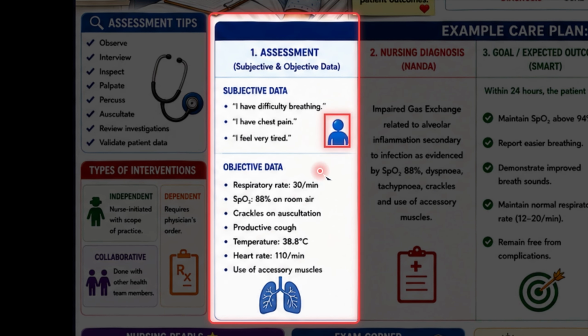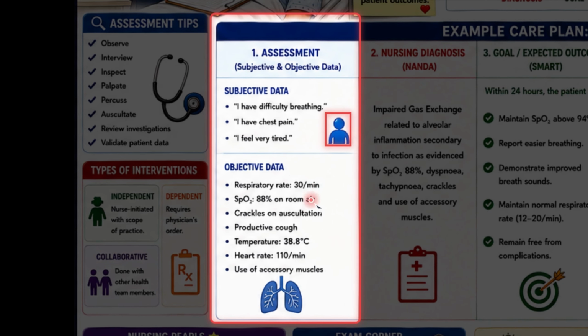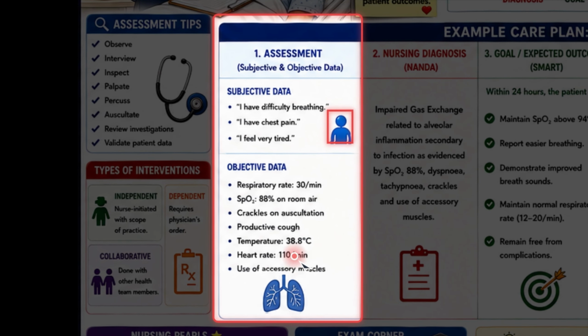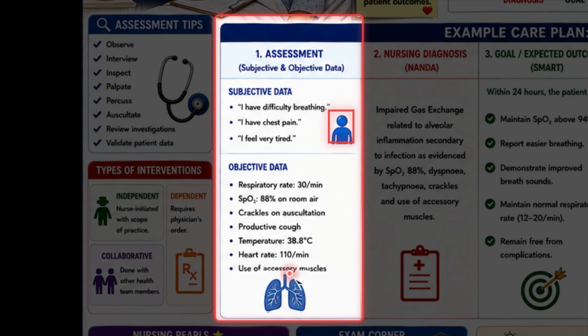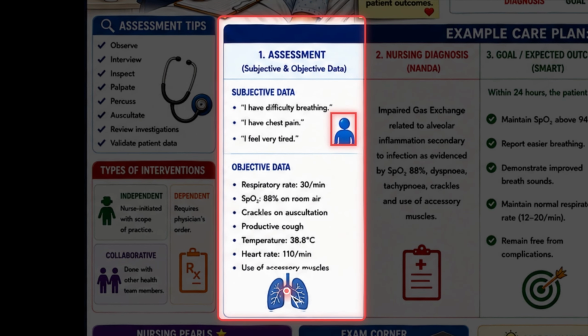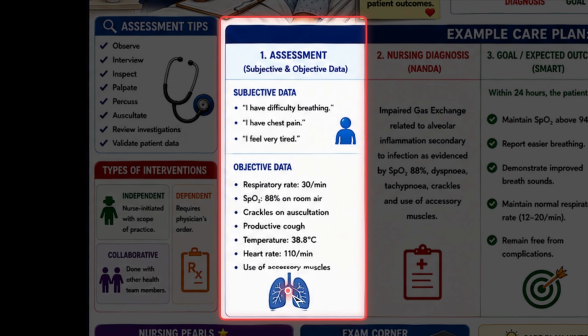I have chest pain, and I feel very tired. These symptoms indicate dyspnea, pleuritic discomfort, and systemic fatigue. Now look below at the objective data. These are measurable, observable physiological metrics collected by the nurse.